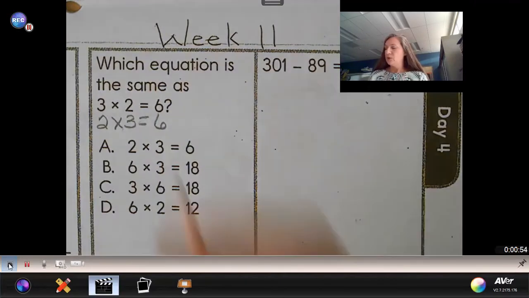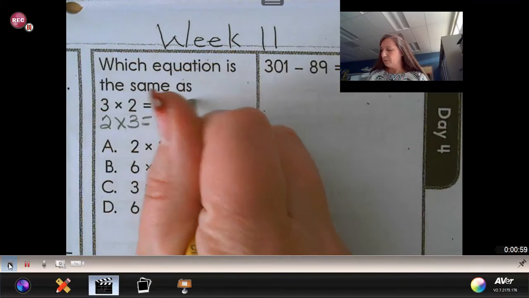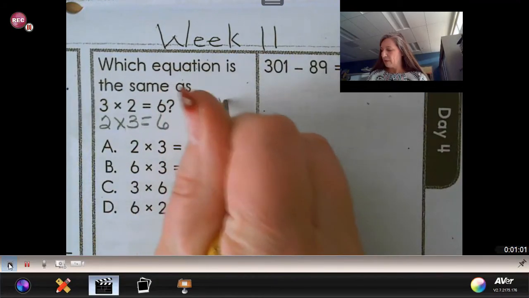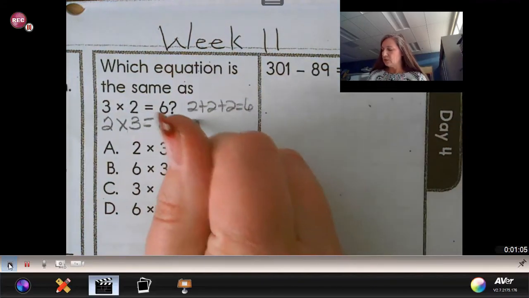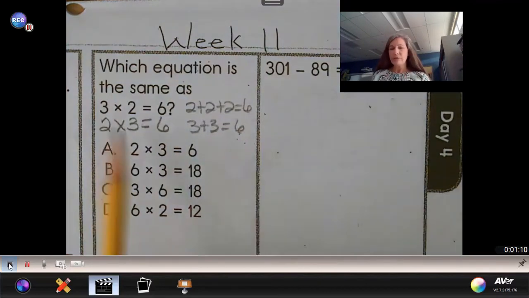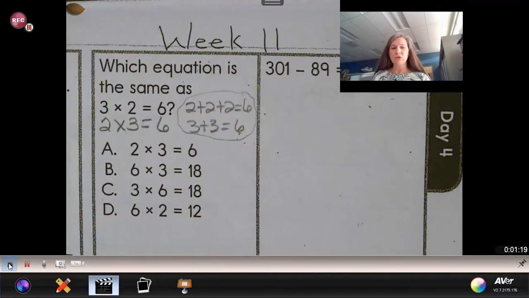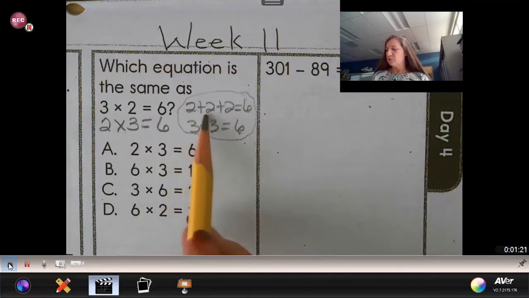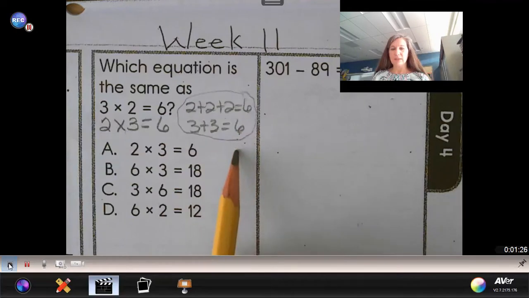Now, to prove this, I could do 3 groups of 2, and 2 plus 2 plus 2 is 6, or I could take 2 groups of 3 and add 3 plus 3, and that would give me 6. Sometimes they ask you, how do you know that 2 times 3 is the same as 3 times 2? Well, if they ask you that, you can give them proof by showing that 2 plus 2 plus 2 is the same as 3 plus 3, and gives us both 6.